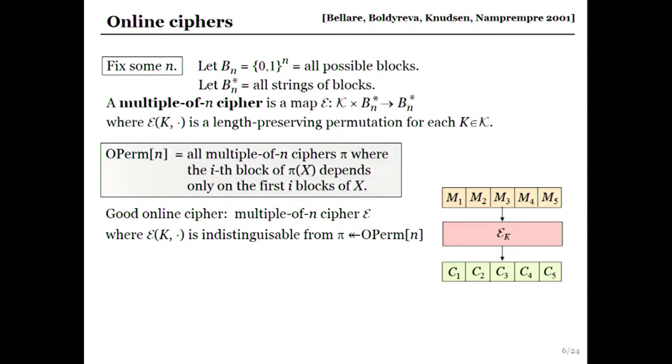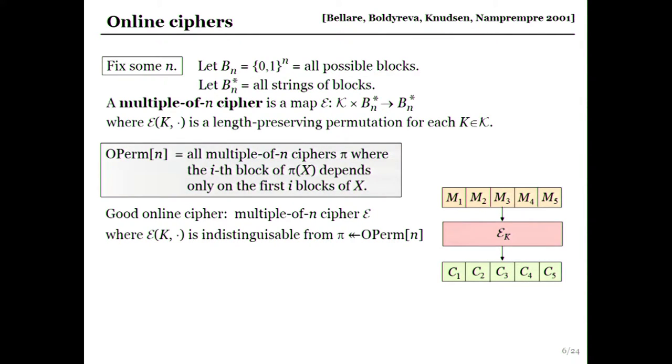So Fleischmann, Forler, and Lucks, trying to get around this problem, went to the notion of an online cipher as a starting point. This had been suggested earlier by Bellare, Boldyreva, Knudsen, and Namprempre. And let me review for you the notion of an online cipher. So this is a cipher. We're deterministically mapping plaintext to a ciphertext. And we assume that the plaintext is a multiple of some block length n. It's important that this notion is parameterized by the block length n.